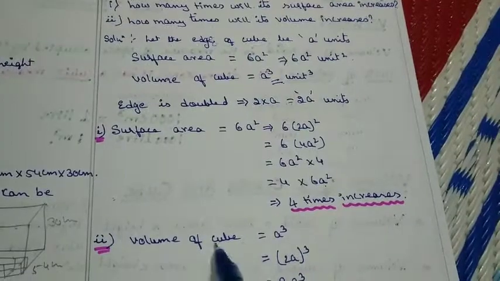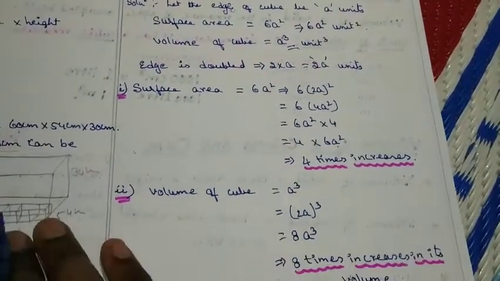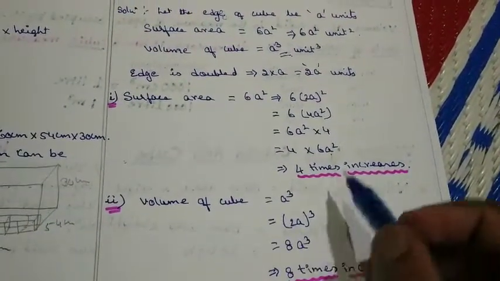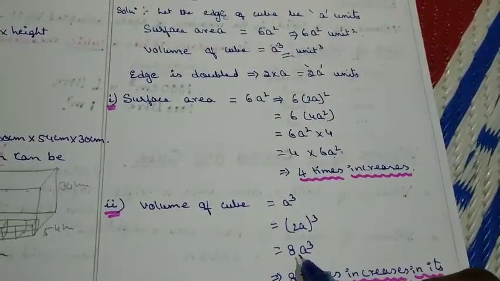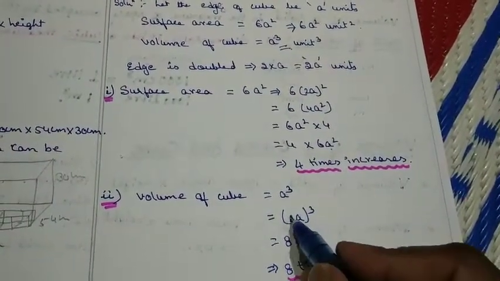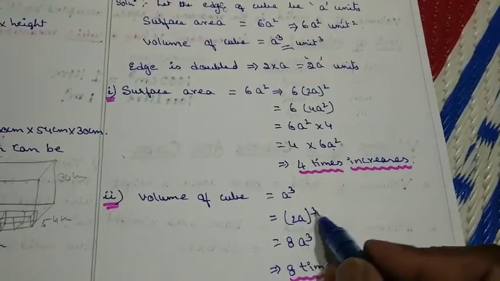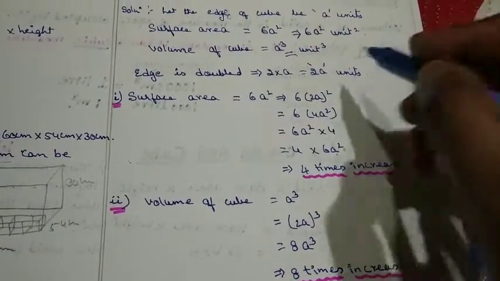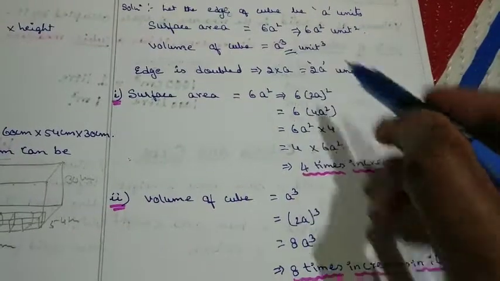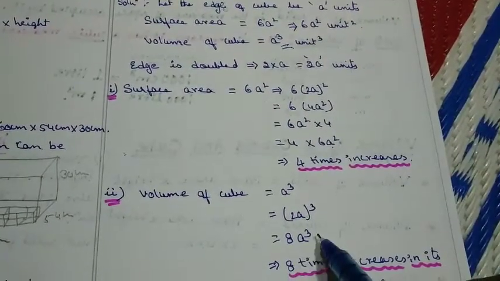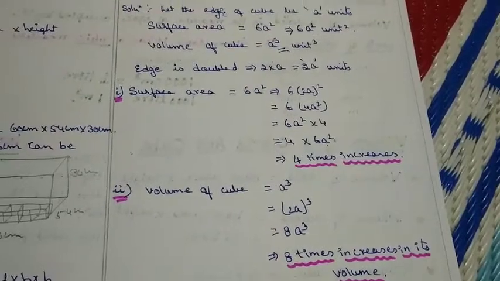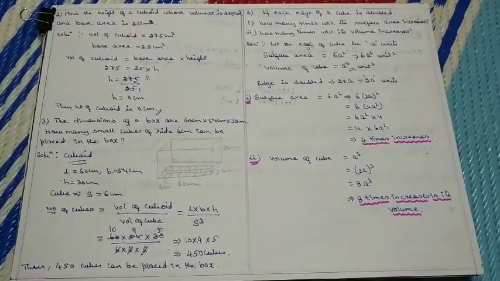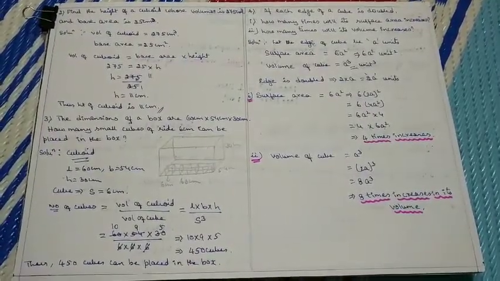The volume of a cube is nothing but a³, and since the edge of the new cube is 2a, therefore (2a)³ becomes 8a³, that is, 2³ is nothing but 8 and a³ remains as it is. Initially we had a volume of a³, but here we have 8a³, which indicates that its volume increases 8 times. This is how we need to solve. Let me move to the fifth question.